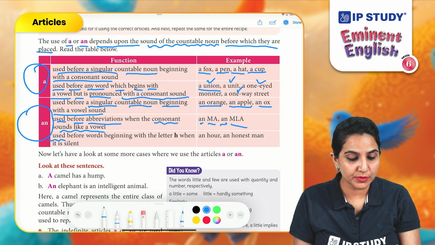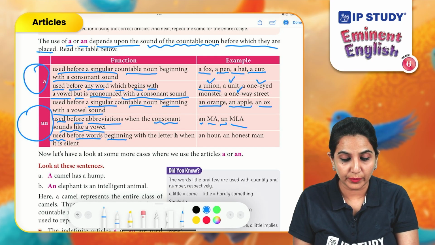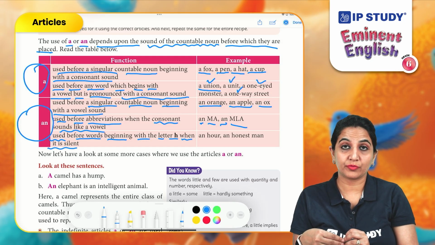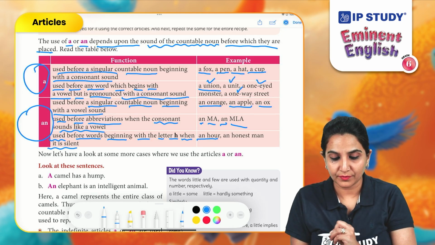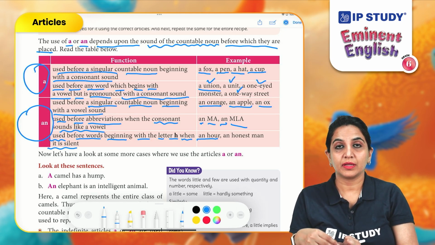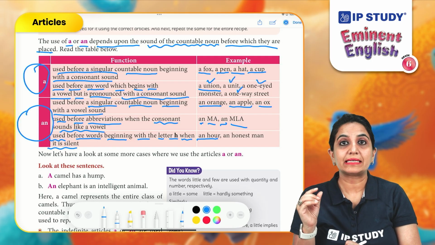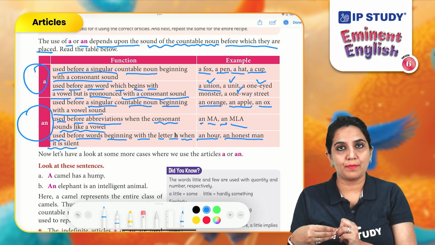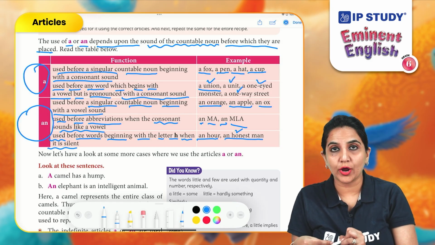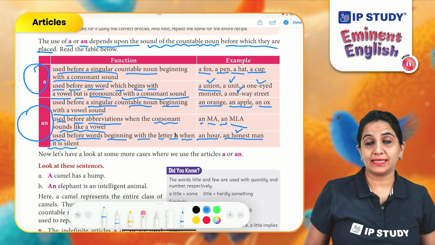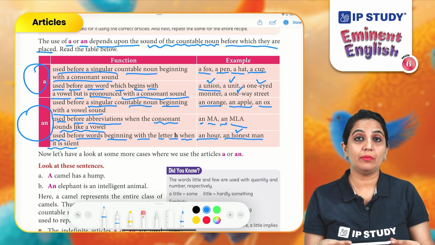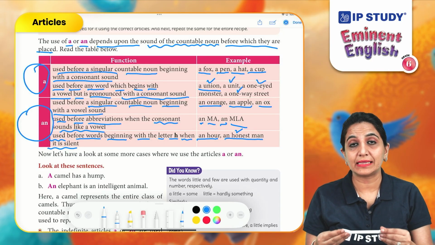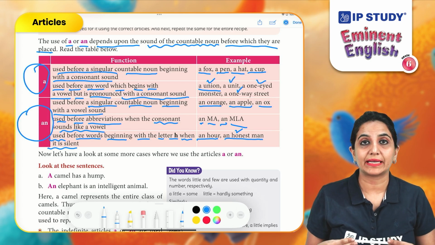Article an is used before words beginning with letter H when it is silent. For example, an hour. Here letter H is silent. An honest man. This is honest. So, H is silent, therefore it's sounding like a vowel sound. Hour, honest. In these nouns as well, we use article an.